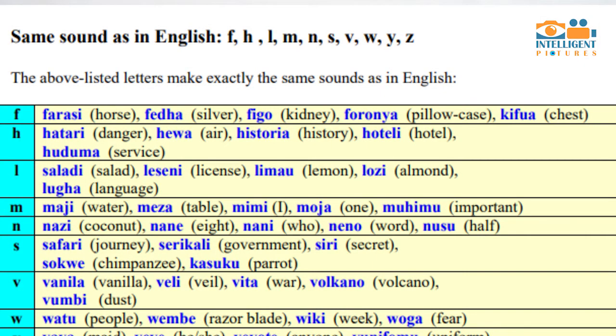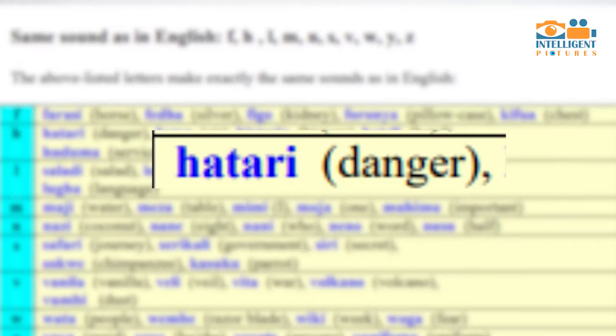And we have also sound H. The word that starts with sound H is hatari. Hatari means danger, okay? Like when we tell people, don't touch naked wires. There is a sign that we put there, like Kenya Power puts a sign that means danger. If you touch a naked wire, you're going to harm yourself, to harm your body. So we put a sign which says danger, and danger in Swahili is hatari, hatari.